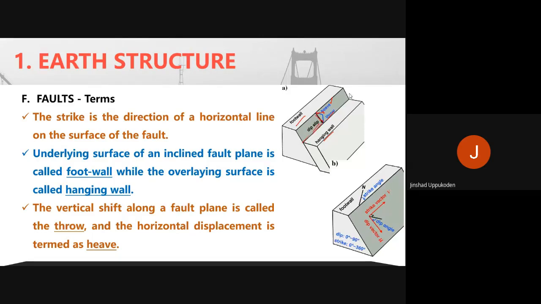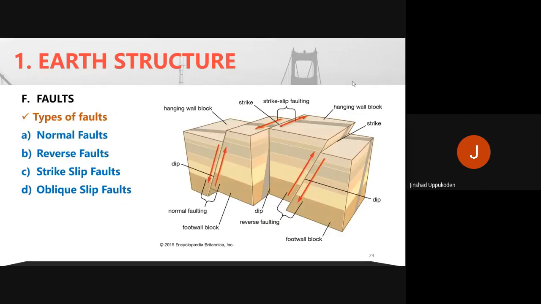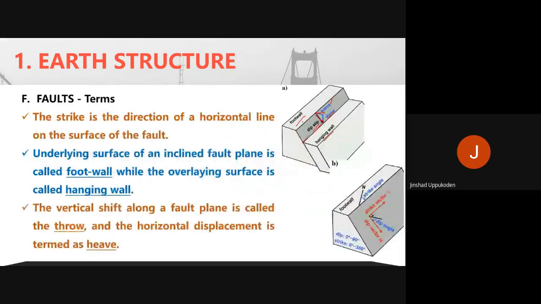We shall discuss all this later. We are not going into much detail regarding this one. I have just shown you the different types of faults that occur: the normal fault, the reverse fault, the strike slip fault, and the oblique slip fault. In the normal fault shown here, you can see in this figure, this is the foot wall and this is the hanging wall.